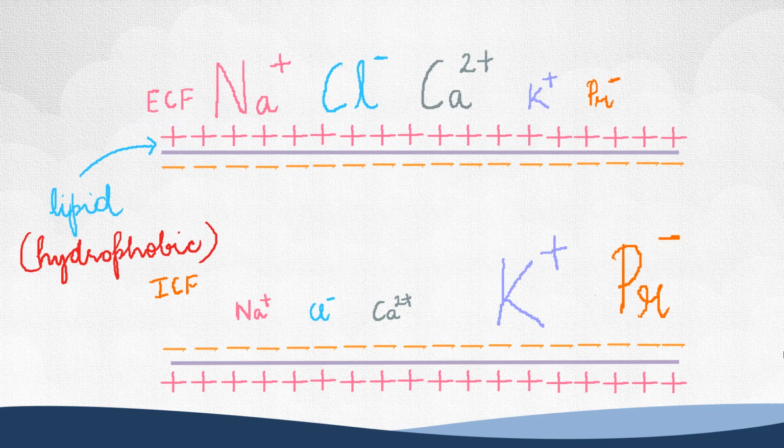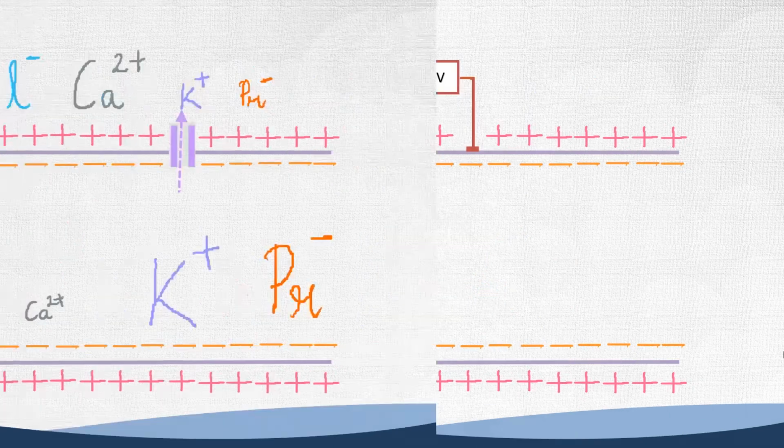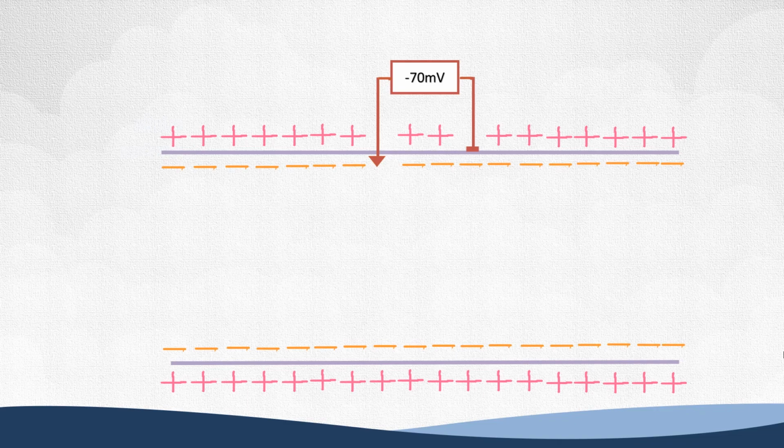Now this does not mean that the ions cannot cross the membrane at all. No, but they need special channels or transporters for them to do so. So now we know why the neuron has a negative membrane potential. But why is it minus 70 millivolts? Or if not exactly minus 70, it is very near minus 70.